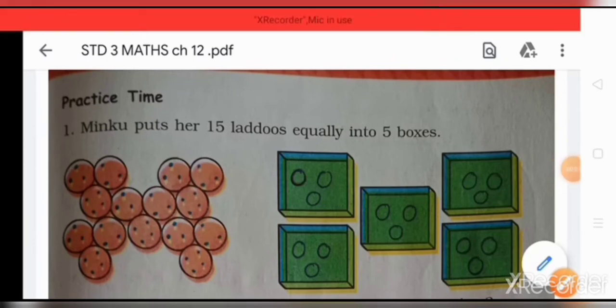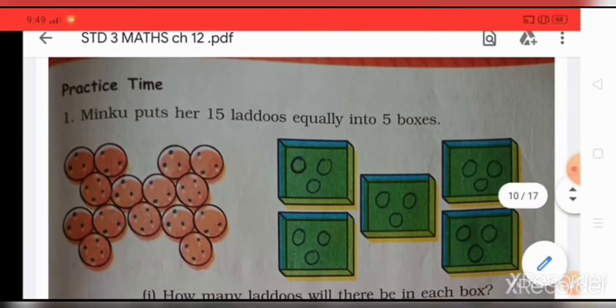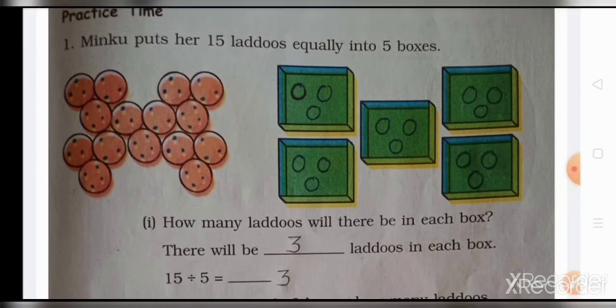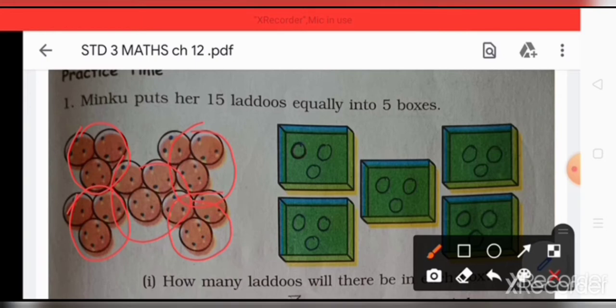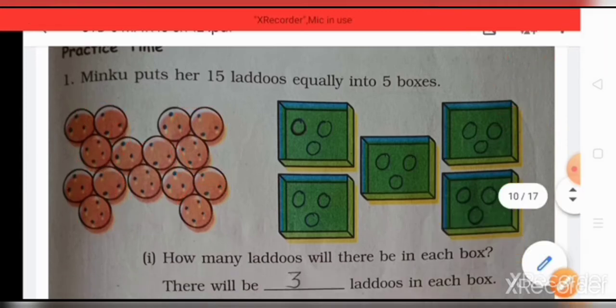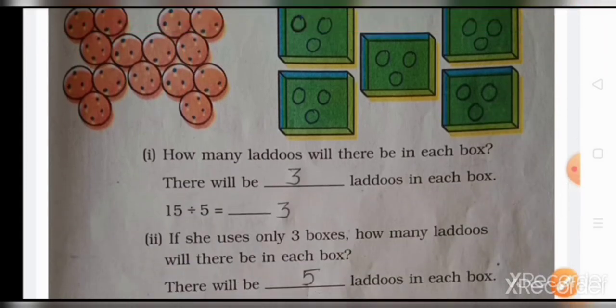Mingo puts her 15 ladoos equally into 5 boxes. How many ladoos will there be in each group? Look here. 1, 2, 3, 4, 5. In one group, how many ladoos are there? 1, 2, 3. In one box, there are 3 ladoos. Then that means 15 divided by 5 is equal to 3. There will be 3 ladoos in each box.